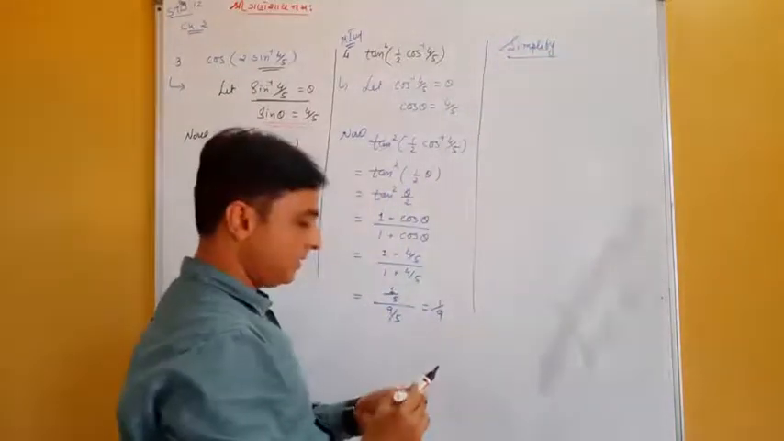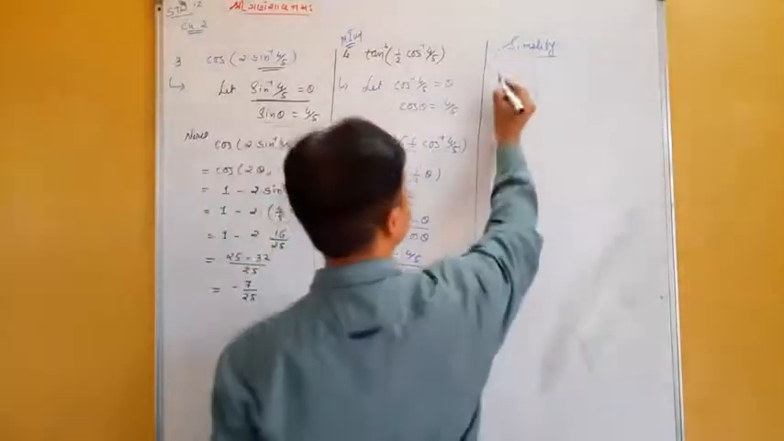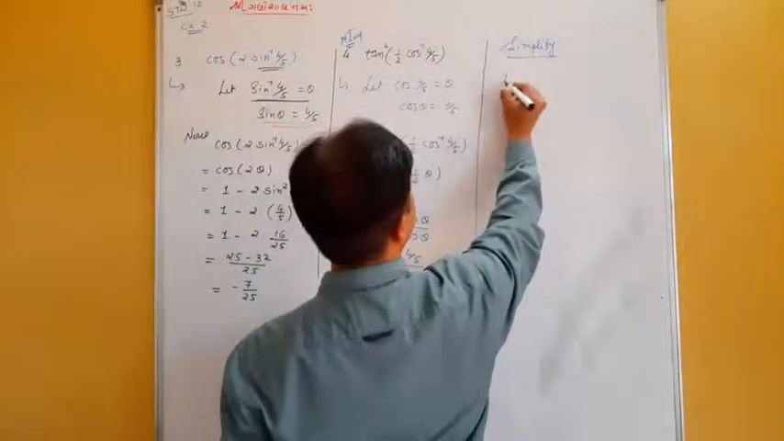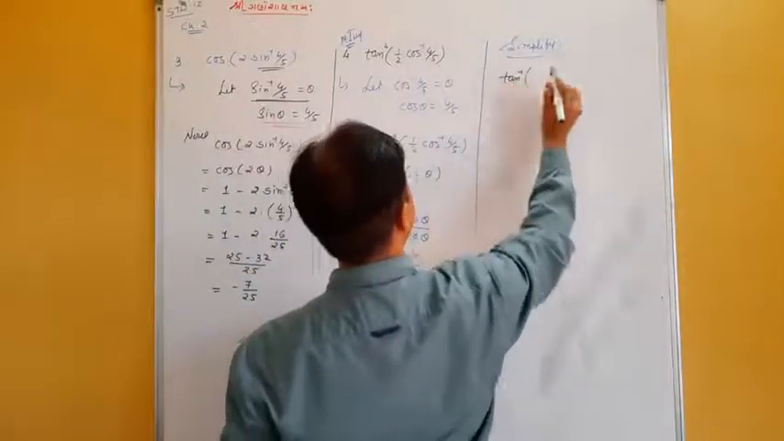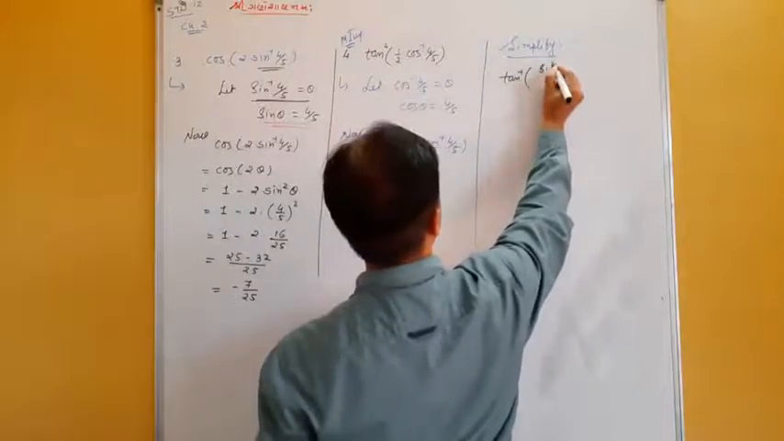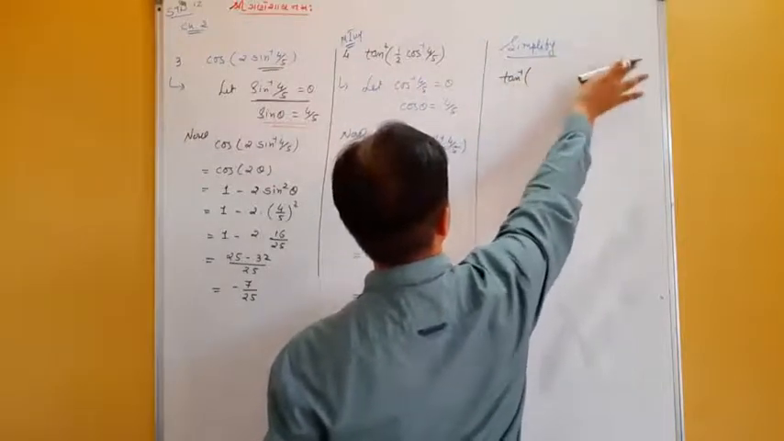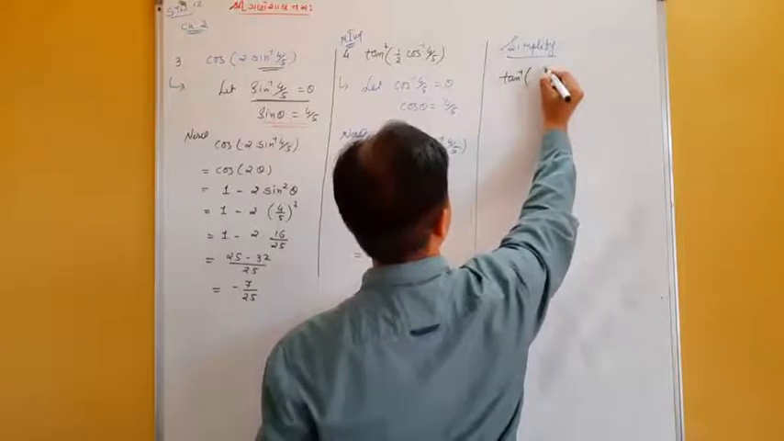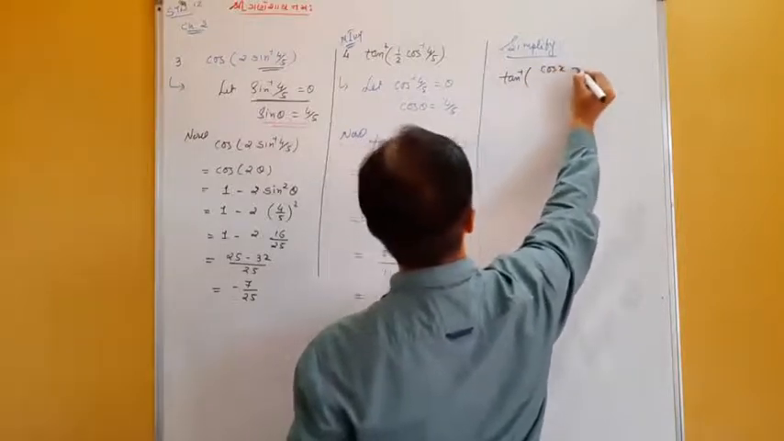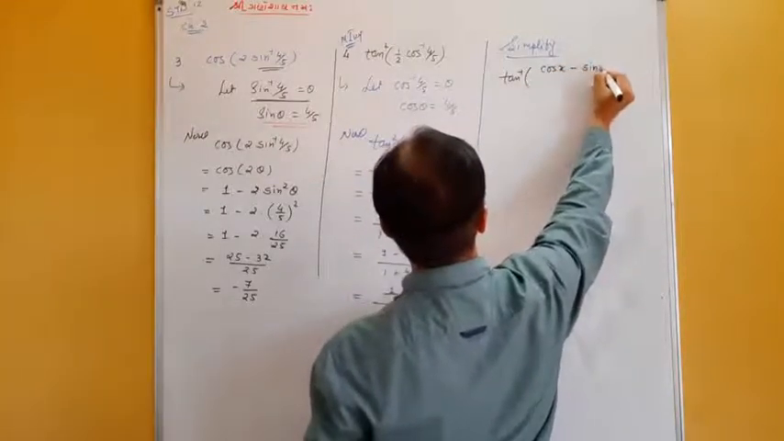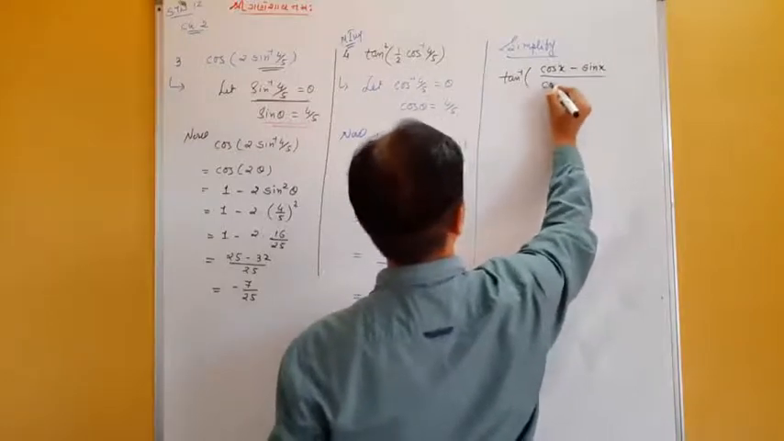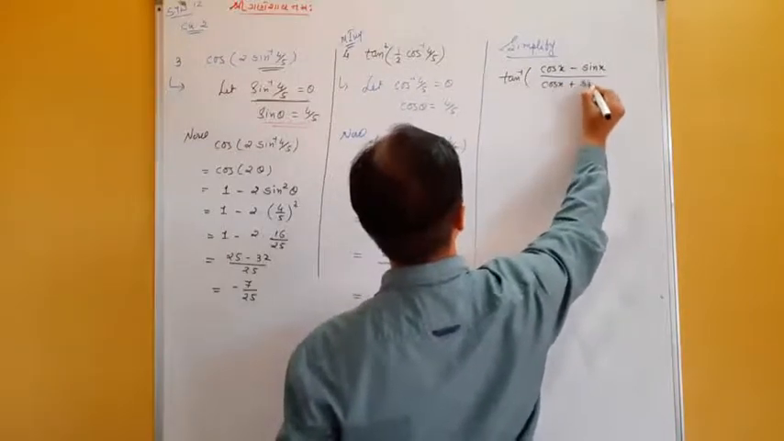Simplify. Tan inverse cos x minus sin x upon cos x plus sin x.